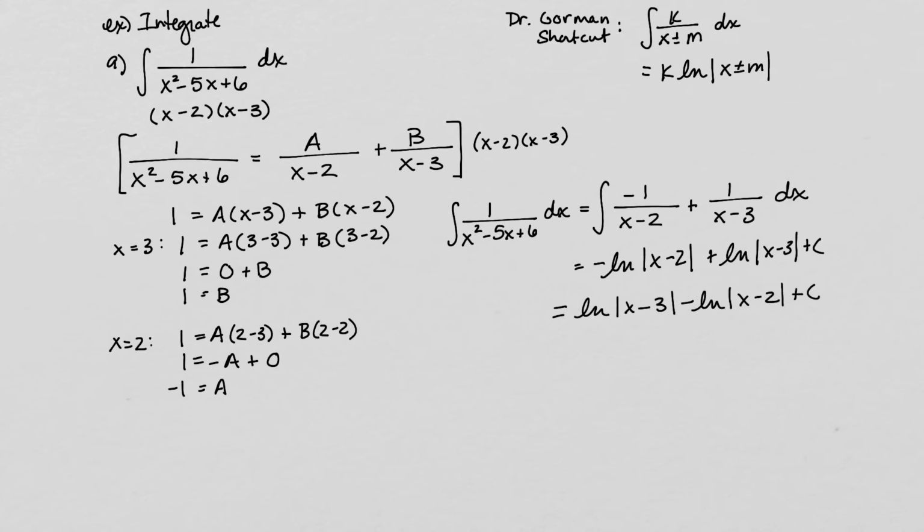Remember, if you have the natural log of one thing minus the natural log of something else, this is the same as the natural log of x minus 3 divided by x minus 2 plus C. So you could work to make it look a little bit nicer, but there's no reason that you have to do that. I'm going to leave my answer just like this, and you guys are free to leave your answers like that too.